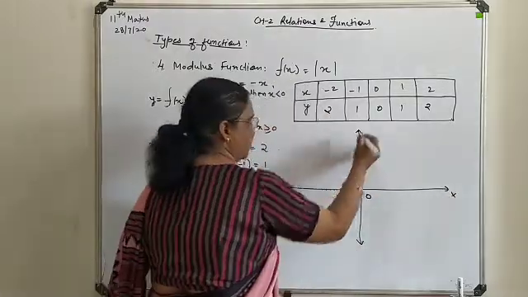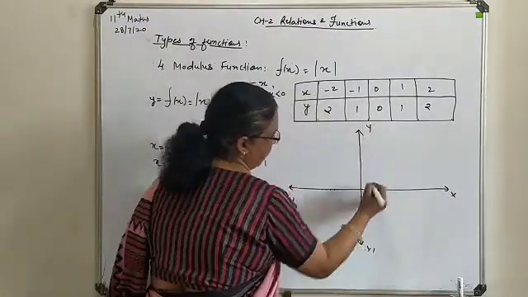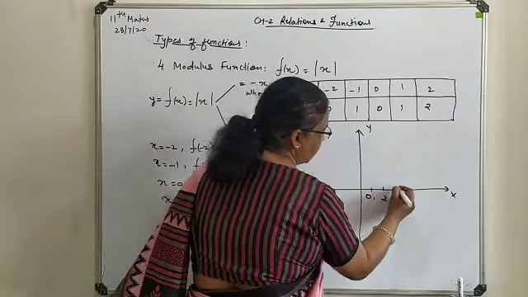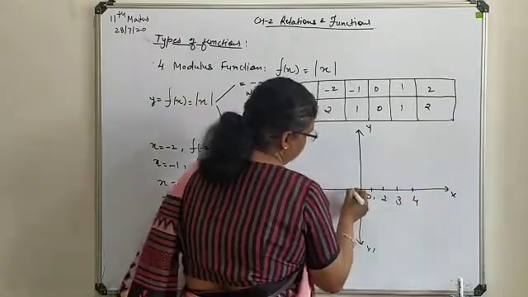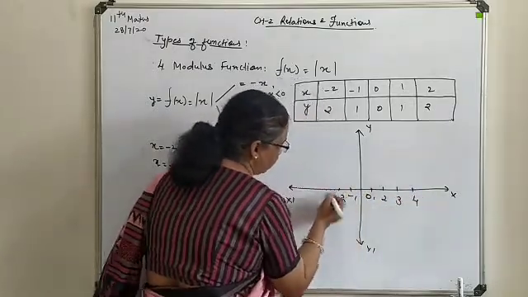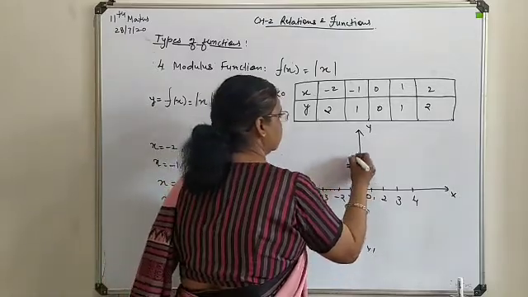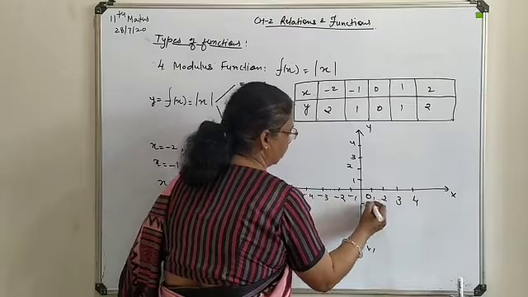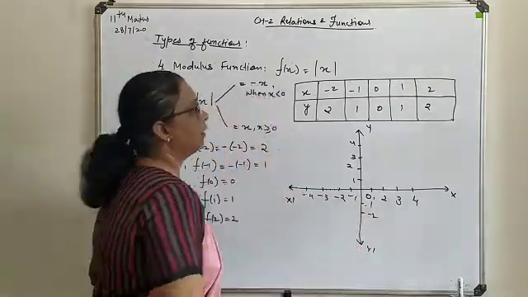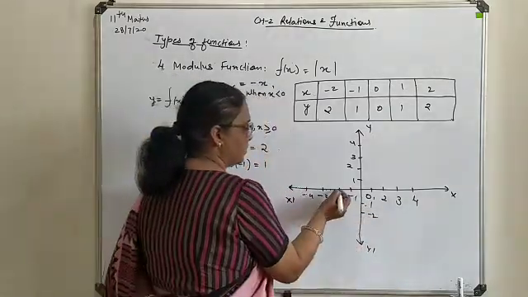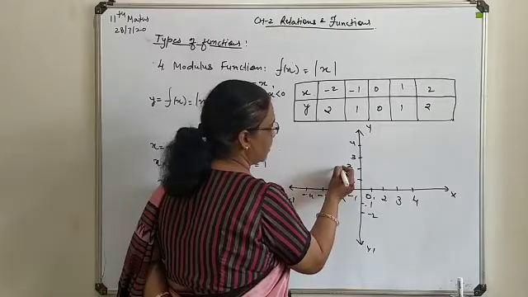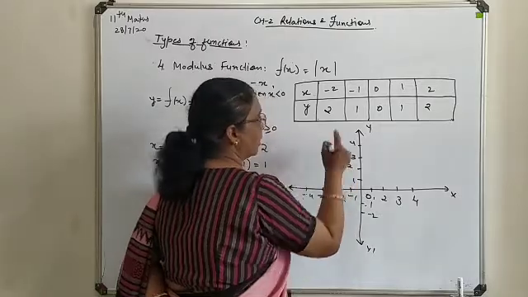X, x dash, y and y dash. Somewhat negative also we have to select because we are talking here for modulus solution. That's why. Now for minus 2, answer is plus 2. Minus 2 regarding x is here, answer is plus 2 means here.